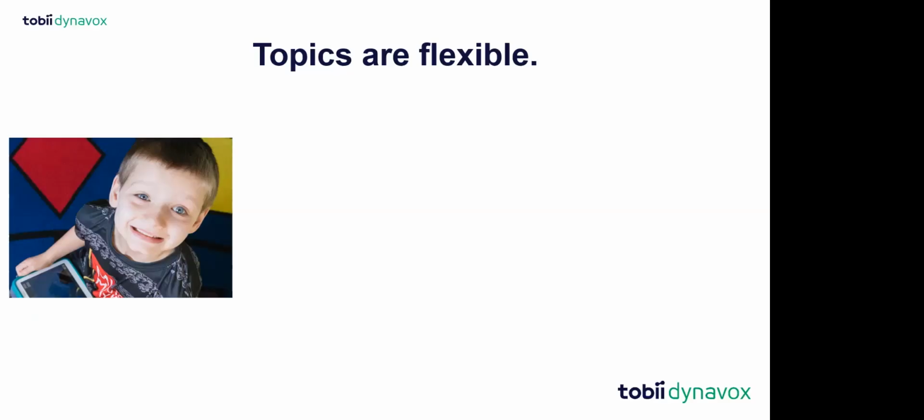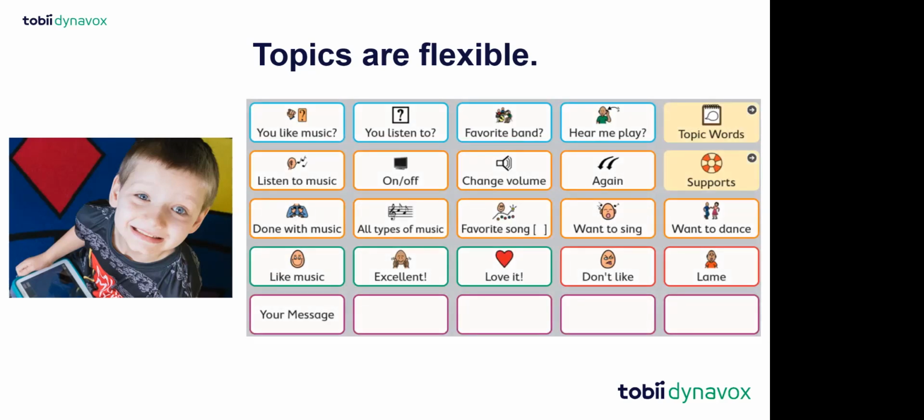The tool of topics allows a communicator or partner to quickly navigate to a topic to increase engagement or navigate to a different topic. Topics provide flexibility because there's a variety of communication functions available within each topic. So remembering that Benjamin likes music, we can use this topic of music, and he has a lot here that he could say about music.